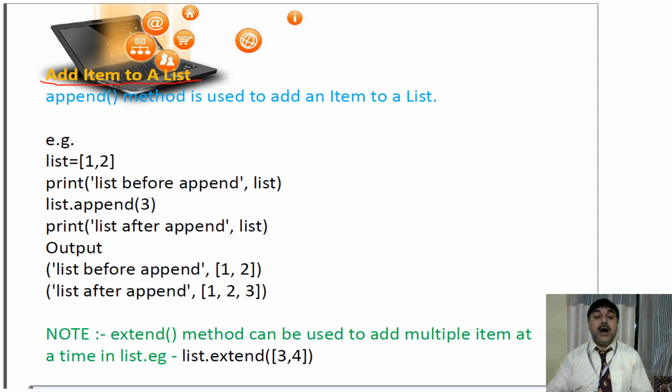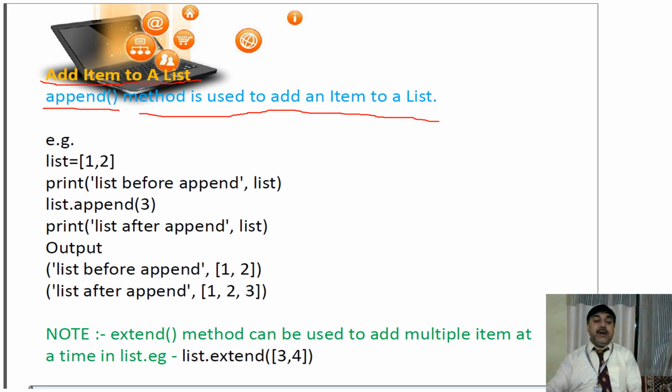There is a function given by Python. What is the function? The function is known as append, A-P-P-E-N-D. Append means to add. Using this append function, you can add an item to a list. Now when you are using the append function, how will you implement it in a program? What is the process of implementation?